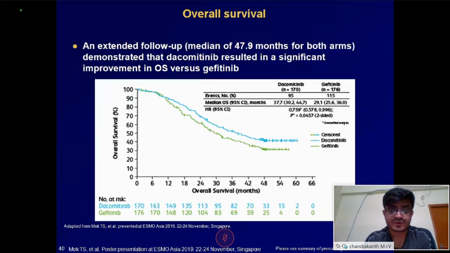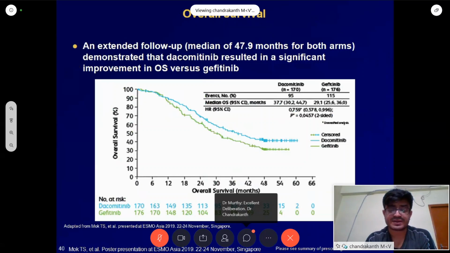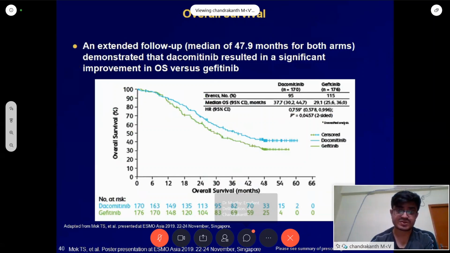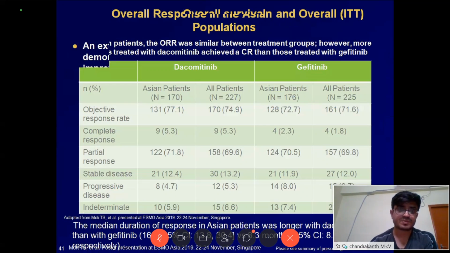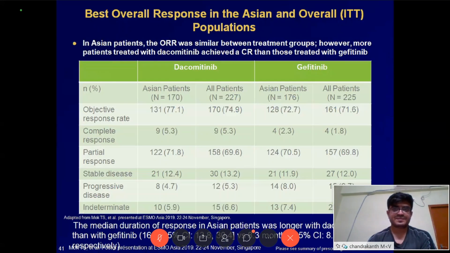37.7 months overall survival in the Asian subset when compared to 29 months in the Gefitinib subset. So Dacomitinib did have a 37 months overall survival when compared to 29 months, so there was a statistically significant, meaningful overall survival in the Asian subset and not in the overall population. So the intent to treat, you can see the objective response, complete response, partial response, stable disease, progressive disease. The median duration of response in Asian patients was longer with Dacomitinib when compared to Gefitinib.